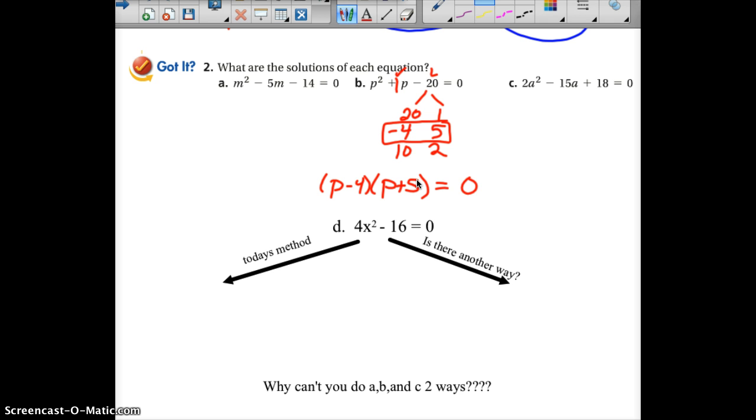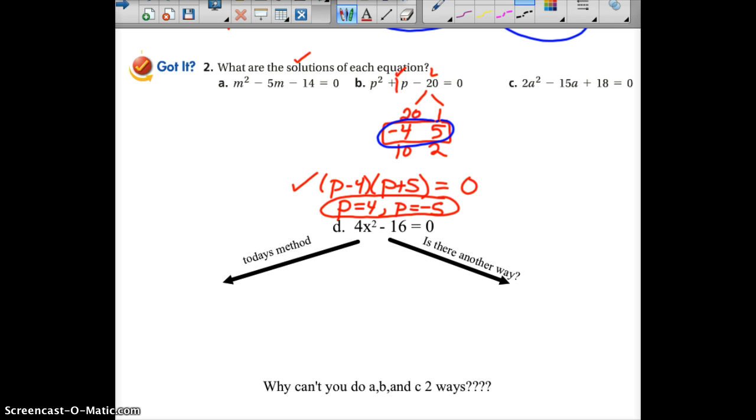I need to keep going. That is factored. The solutions would be what make them 0, which would mean p would equal 4, or p could equal negative 5. There are two solutions. Again, the most common mistake we see on this is people quit here because it's factored, but again, we want to get the solutions. Another common mistake is saying that these are your solutions, and you'll notice that they are actually not.